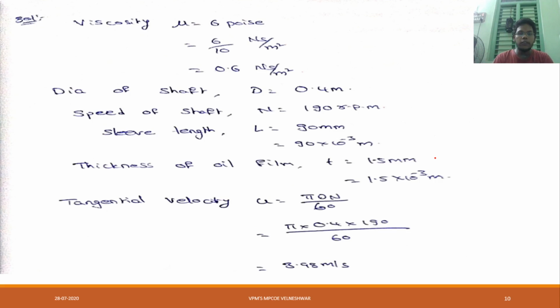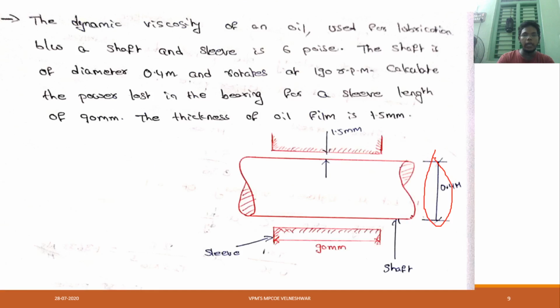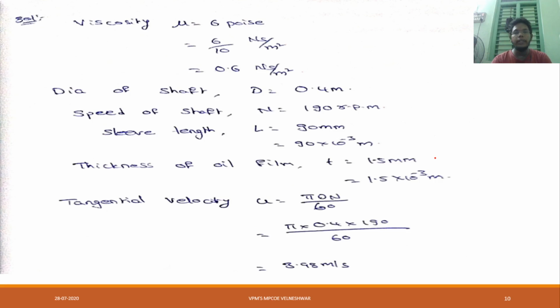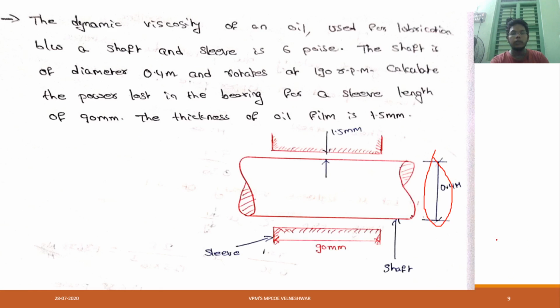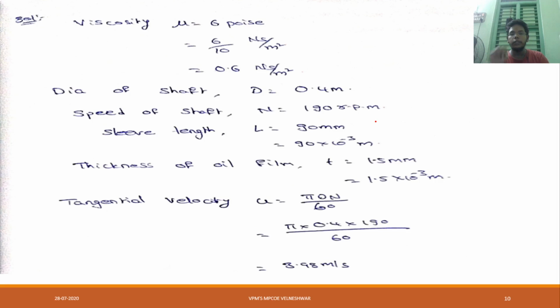Now speed of shaft N is equal to 190 rpm. RPM is nothing but rotations per minute. Now sleeve length L is equal to 90 mm. Converted into meter, 90 into 10 to the power minus 3 meter. Now thickness of oil film is 1.5 mm. See here, thickness of oil film, how much has he given us? 1.5 mm. Converted into meter, 1.5 into 10 to the power minus 3.